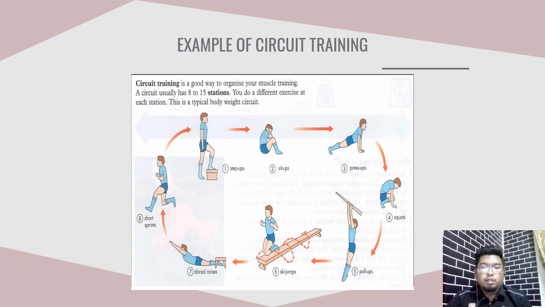As you can see in the figure, circuit training is a good way to organize your muscle training. A circuit usually has 8 to 15 stations. You do a different exercise at each station. This is a typical weight circuit, a body weight circuit.